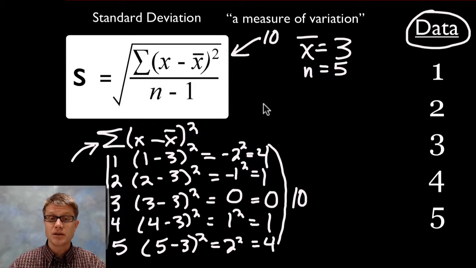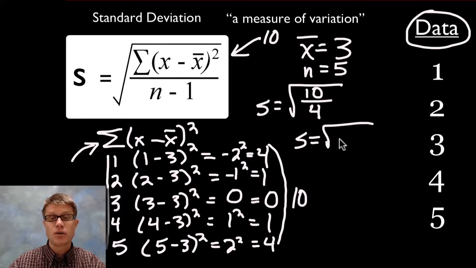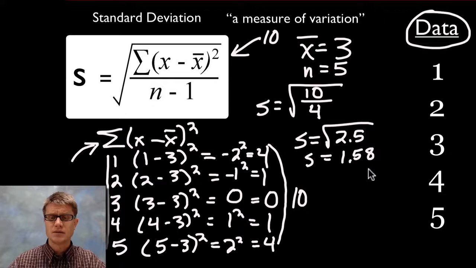So let's figure out the rest of my standard deviation. Standard deviation is going to be the square root. In this case, we solved this as equal to 10, and then we're going to divide that by n minus 1. So what's n? That's our sample size. In this case, it's 5, and so n minus 1 is going to equal 4. And so what is our standard deviation? It's the square root of 10 divided by 4, which is 2.5. So the standard deviation is the square root of 2.5, which is something like 1.58. You're going to have to use a calculator to figure that out.